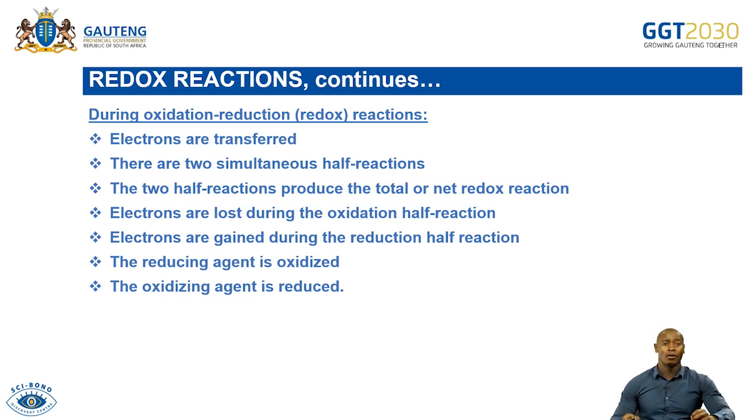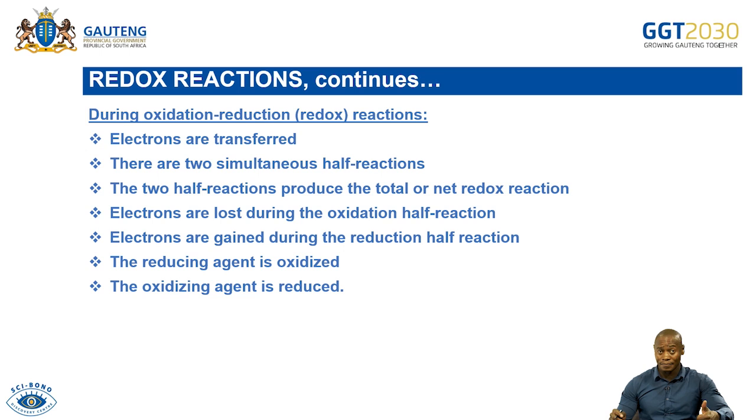Still on redox reactions, in a redox reaction, remember we said a redox reaction is the reaction where there's transfer of what? Of electrons. So in a redox reaction, electrons are being what? Transferred. Then there are two simultaneous half reactions. So oxidation and reduction occur at the same time when it comes to a redox reaction. Hence I said to you, reduction is a reaction, oxidation is also a reaction. So they occur simultaneously when it comes to a redox reaction.